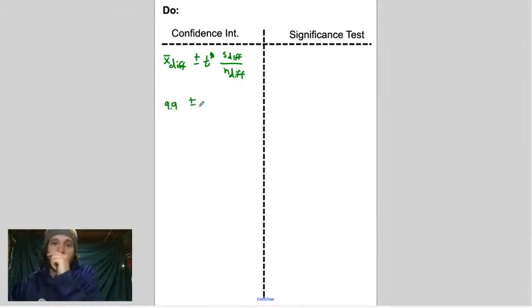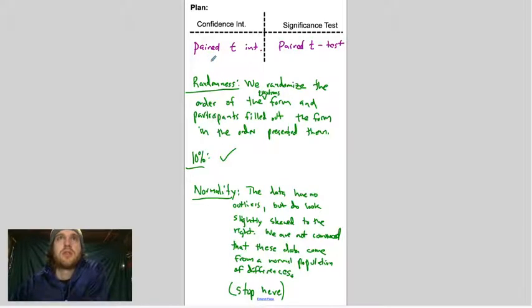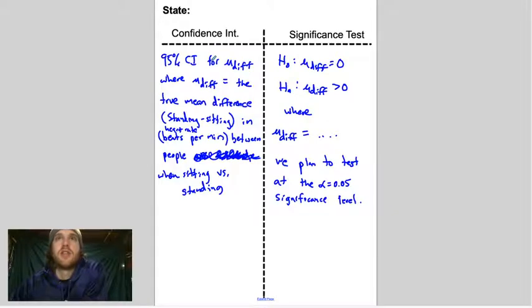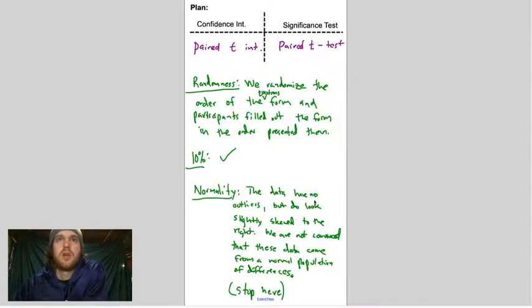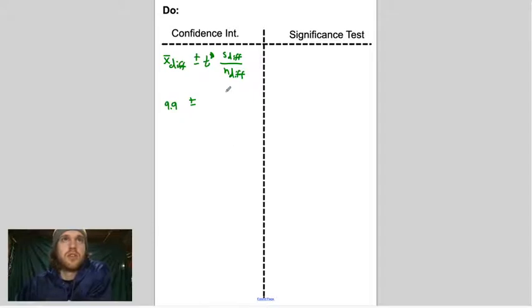Plus or minus t star. Okay, let's think about this. T star with degrees of freedom 8. We probably should have stated our degrees of freedom at some point in here. We're going to do a significance test probably with df equals 10, right? Anyways, degrees of freedom for the test is 10. We need to find t star now for this.